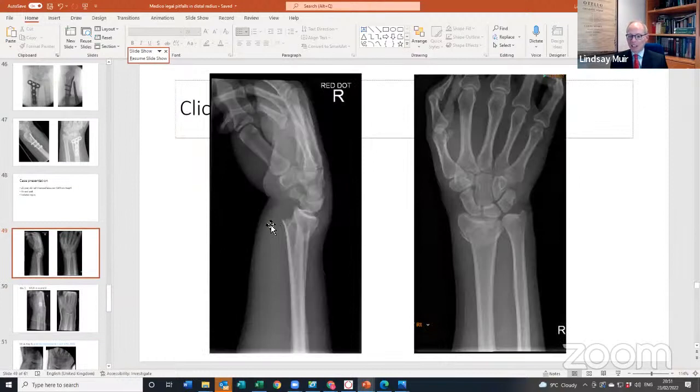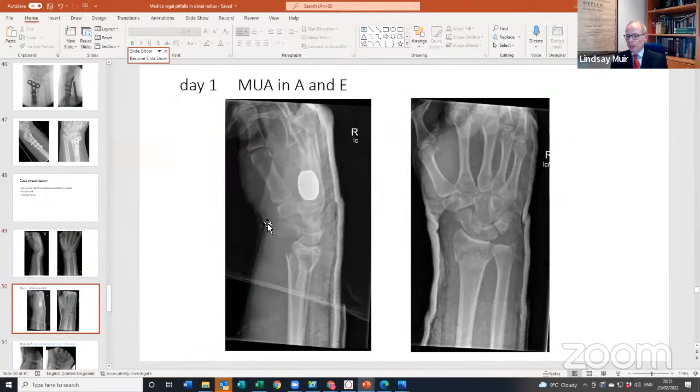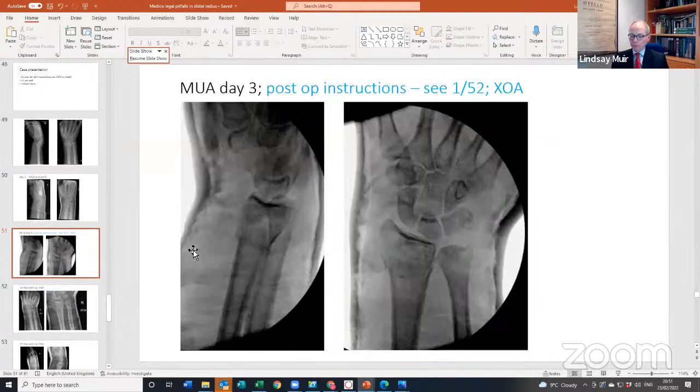So he's young. There's no doubt that we're going to manipulate that or do something to try and reduce it. And he's put in a plaster in the A&E department, and he's given a pound, it looks like, for his bus fare home, and he's not better. So one of the other teams manipulates it.